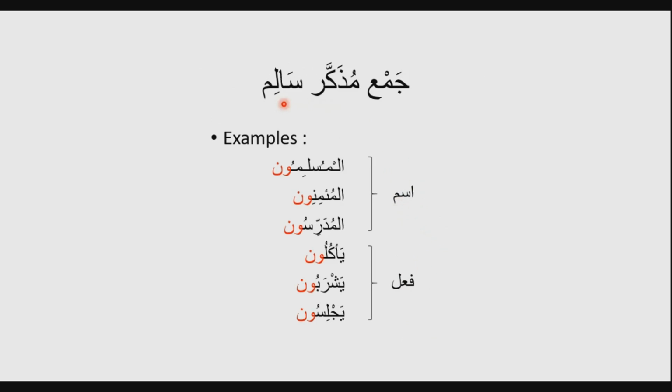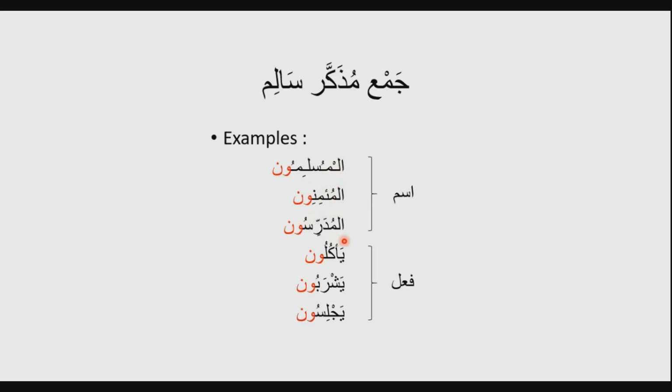Moving on to jama' mudhakkar salim. I have given examples based on isim and fa'il, that is the noun and the verbs. Like jama' mudhakkar salim, muslimun. So see over here, the Muslim is the same. But in jama' taksir, the word is not the same. It is changed to something, like kitab is changed to kutub. Alif is gone and some things happen. So it is really hard, it does not have any explanation. But jama' mudhakkar salim has an explanation. You just add waw and noon and it forms the jama'.